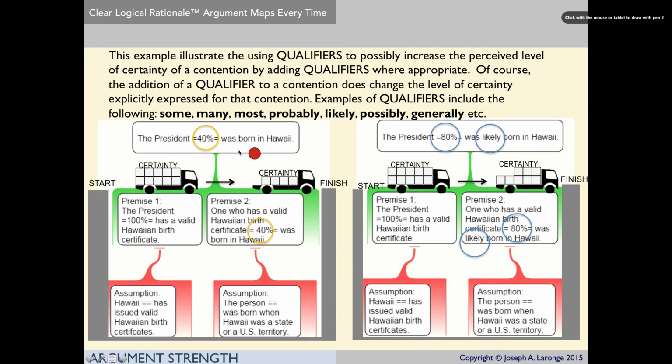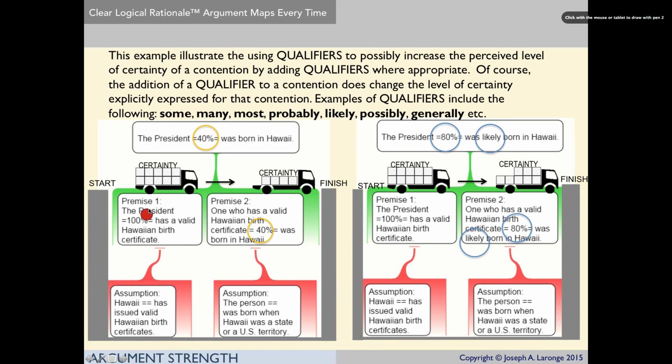So here we're going to look at one contention without the addition of qualifiers. And then we're going to add qualifiers and see what kind of changes that makes. So here we have a contention. The president was born in Hawaii, and it is supported by two linked premises. The president has a valid Hawaiian birth certificate, and one who has a valid Hawaiian birth certificate was born in Hawaii. I put the assumptions in here, but we're not going to talk about them for this example.